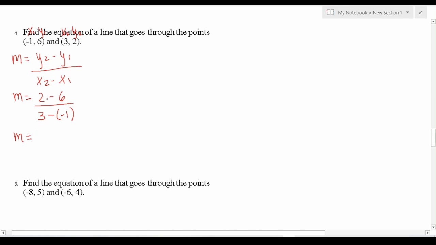Let's work that out. 2 minus 6 is negative 4. And 3 minus negative 1, minus minus becomes positive. So that's 3 plus 1, which is 4. That leaves us with negative 4 divided by 4, which is negative 1. In case you forgot the rules in regard to multiplying and dividing negatives, let me make a signs chart real quick. This is the signs chart. Let me just jot that down real quick.